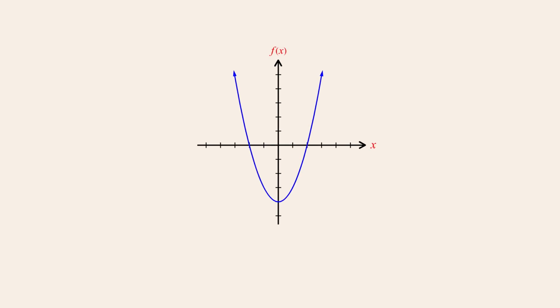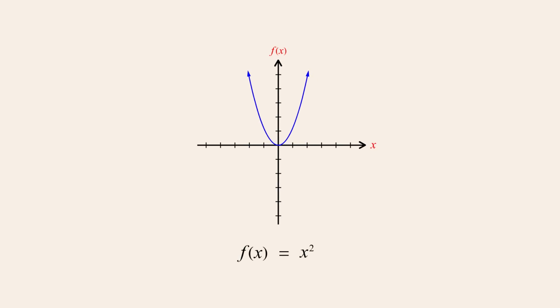We'll start with the simplest quadratic function of x, x squared. Setting this function equal to 0 gives us the quadratic equation for this function. The only value of x which when squared is equal to 0 is 0. So the quadratic function x squared has a single x-intercept at the point where x equals 0.